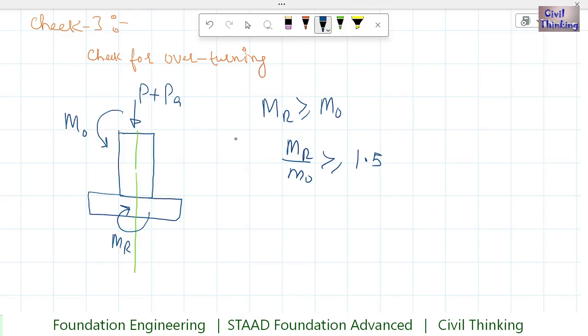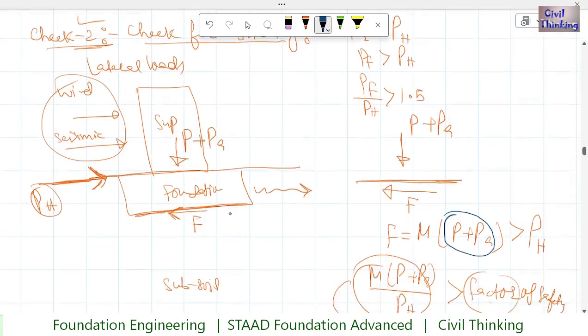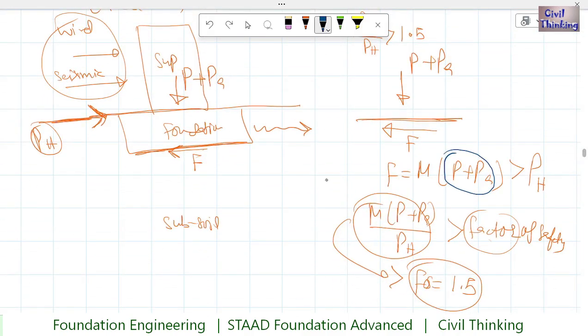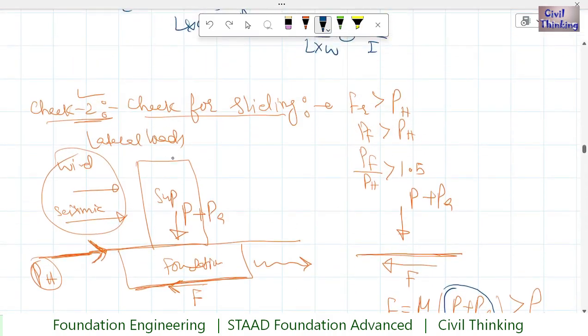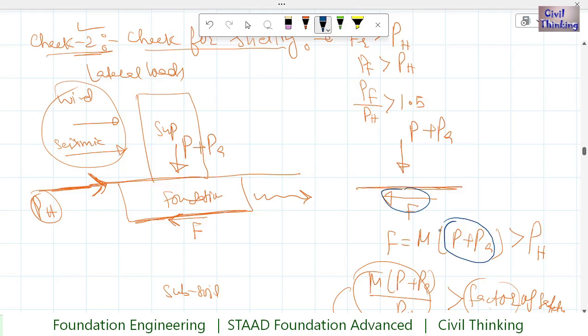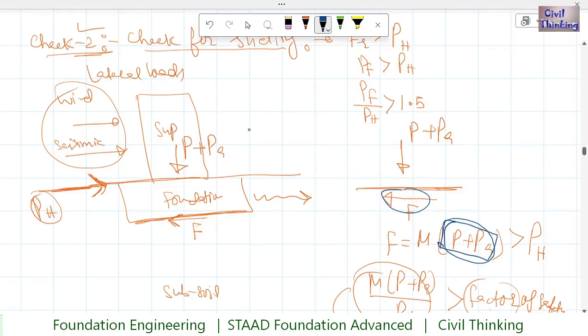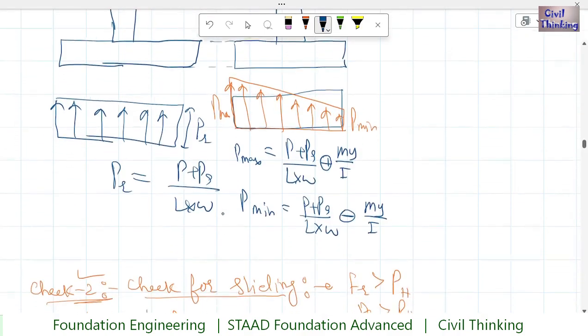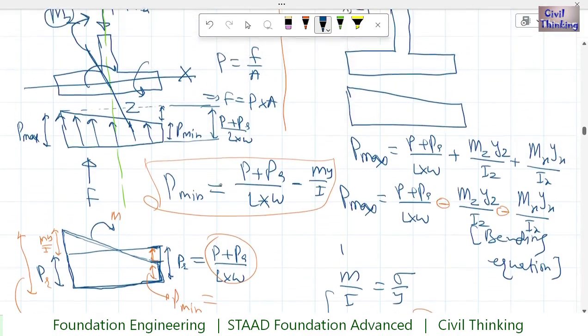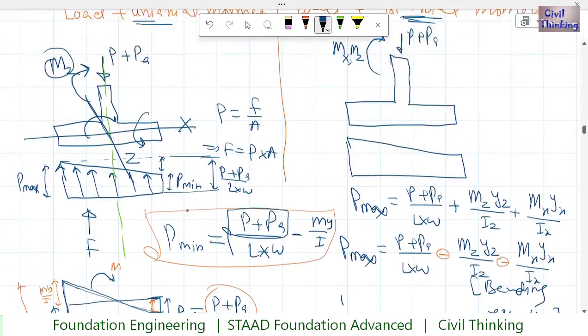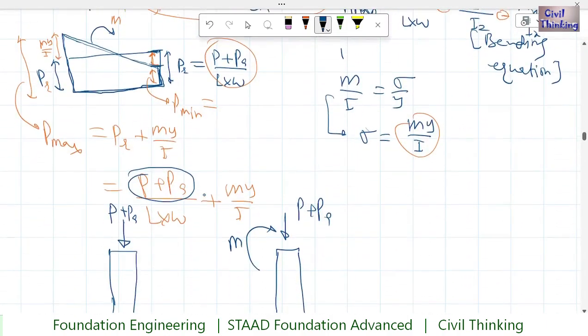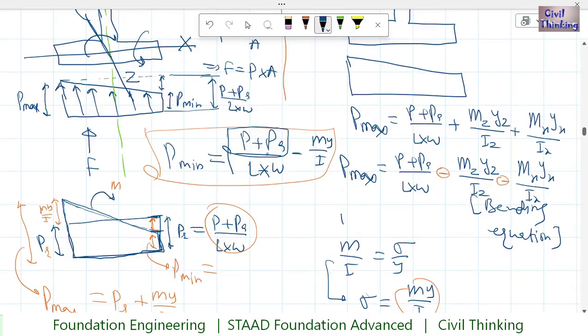Now let me tell you something very interesting here. Here we got this friction force, right? The friction force F is a function of P plus PA. Now in check 1 we got the maximum pressure and minimum pressure from the pressure diagram, and we got the pressure as P plus PA. So you can see in the service check everything is in terms of P plus PA. Now what is P plus PA? It is the total load on the subsoil.